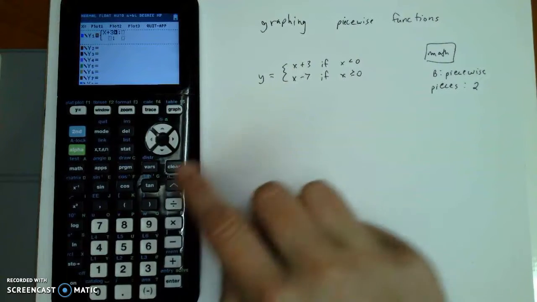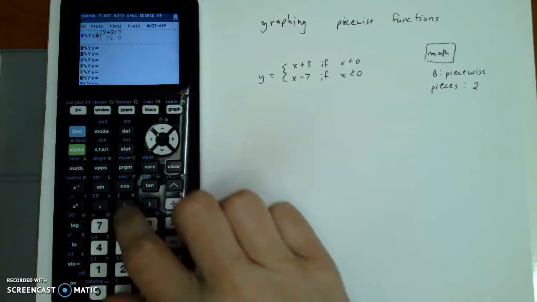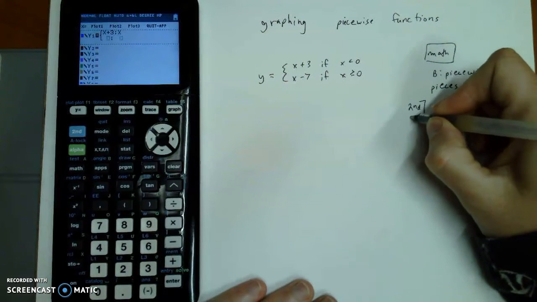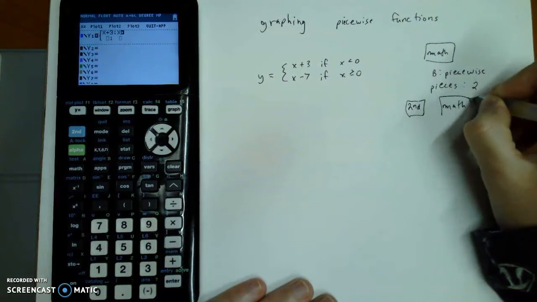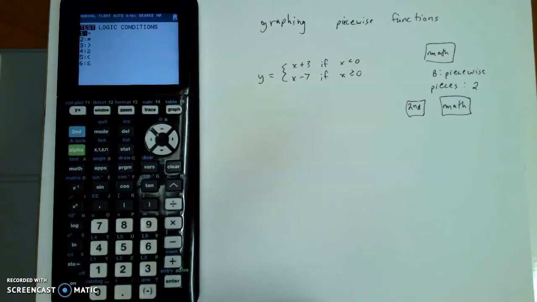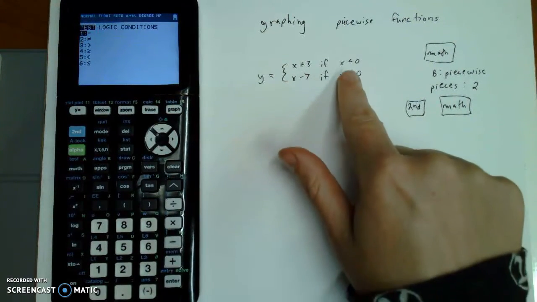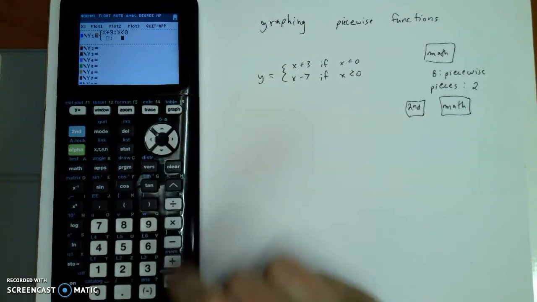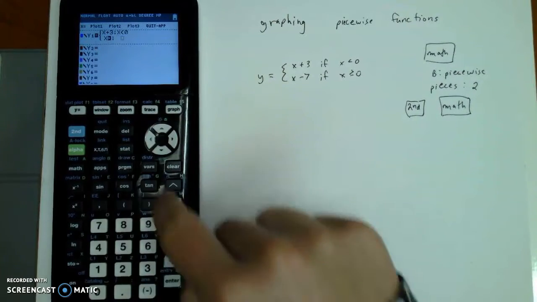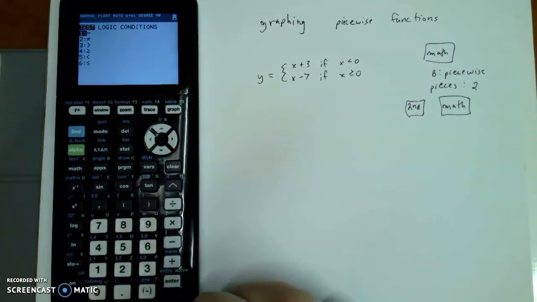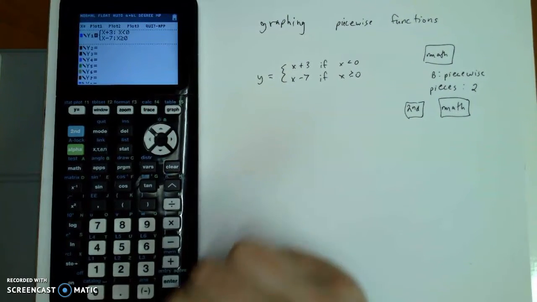So I've got x plus 3, and then let's hit right to get to the other side. Where do I get those inequality buttons? I'm going to use the test menu, which is second math. So let's hit second and then math, which gives me this test menu. And you can see all of our equal and inequality signs underneath there. So here it's a less than sign, that's option 5, so x less than 0. And then hopping down to my second piece, I've got x subtract 7, and then x, go back to second math for my test menu, greater than or equal to, which is option 4, and then 0.